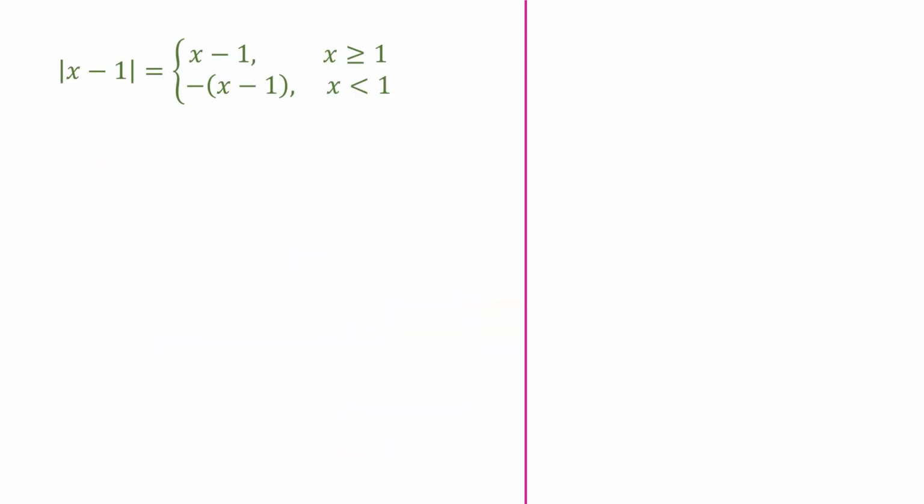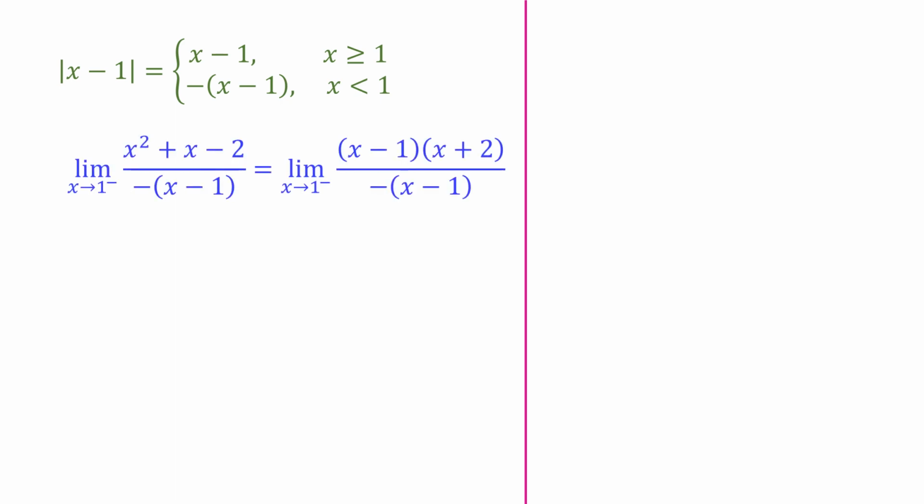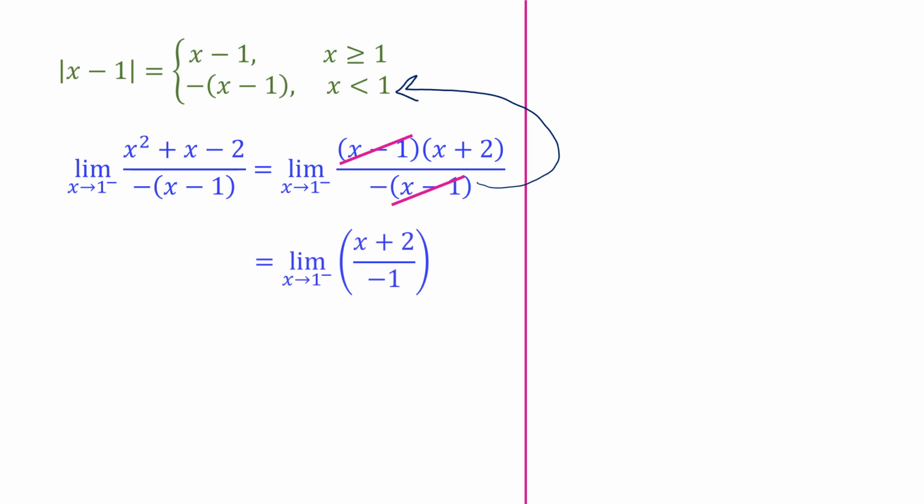Next, evaluate the limit as x approaches 1 from the left, and the denominator we can substitute with negative x minus 1. So we have the common factor and cancel out. Evaluate the limit as x approaches 1 from the left for the function x plus 2 over negative 1, and we get negative 3. What can we say about the limit as x approaches 1?